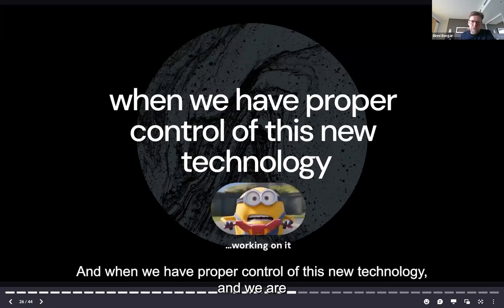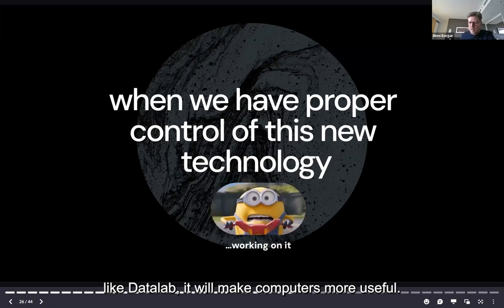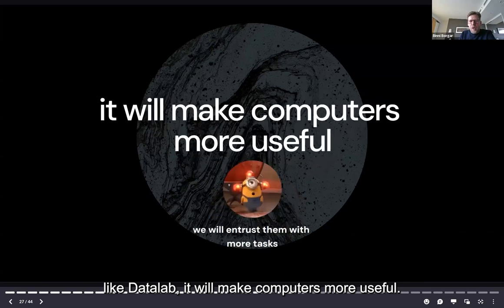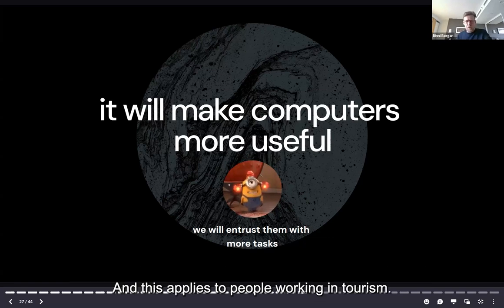And when we have proper control of this new technology, and we are working on it, both the big players like OpenAI or Google, and also smaller players like DataLab, it will make computers more useful. We will entrust them with more tasks. So every sector, every person that works on a computer will ask the computer to do more tasks. And this applies to people working in tourism.